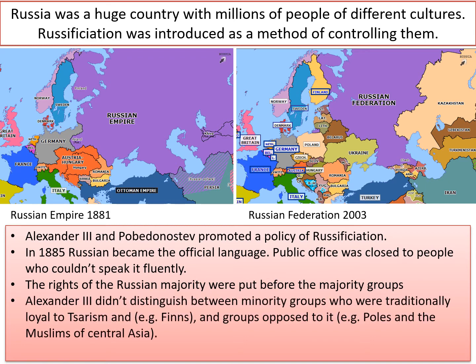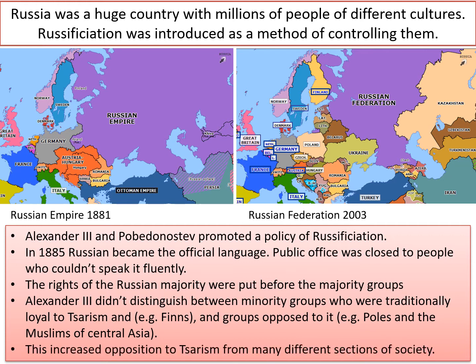And Alexander didn't distinguish between minority groups who were traditionally loyal to him and to Tsarism, for example the Finns, or groups who were opposed to it, like the Poles or the Muslims of Central Asia. He treated all minority groups the same, and it was not a particularly nice way that he did treat them. So because of this, it seemed to the people not to matter what they did.